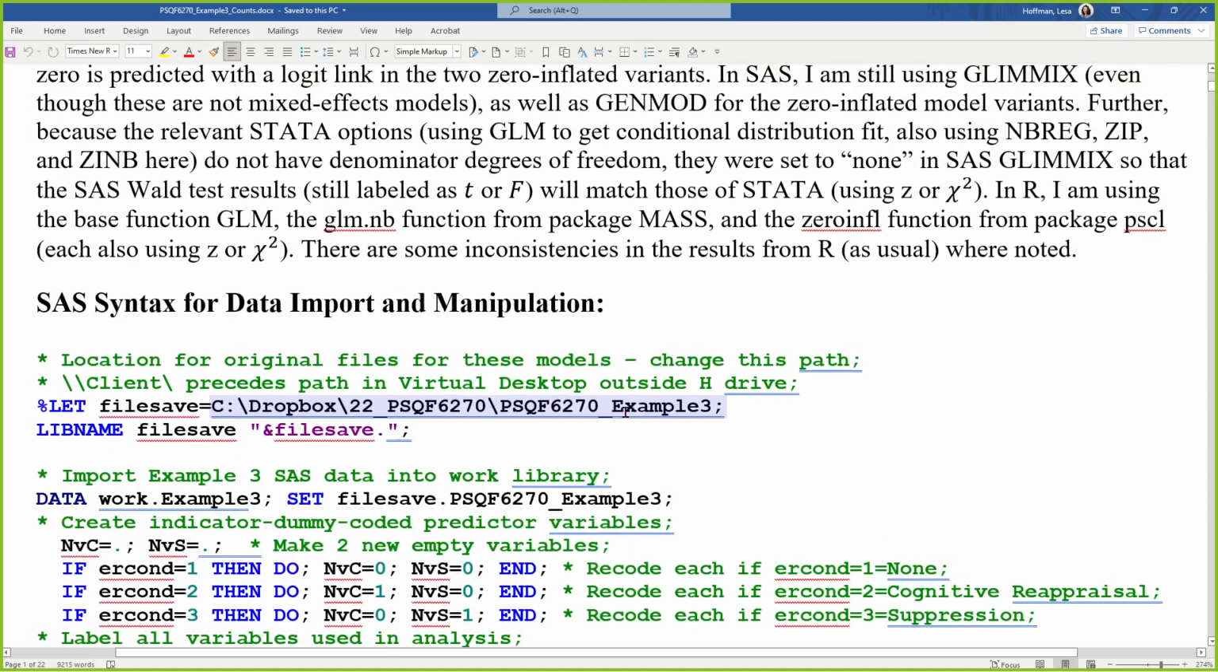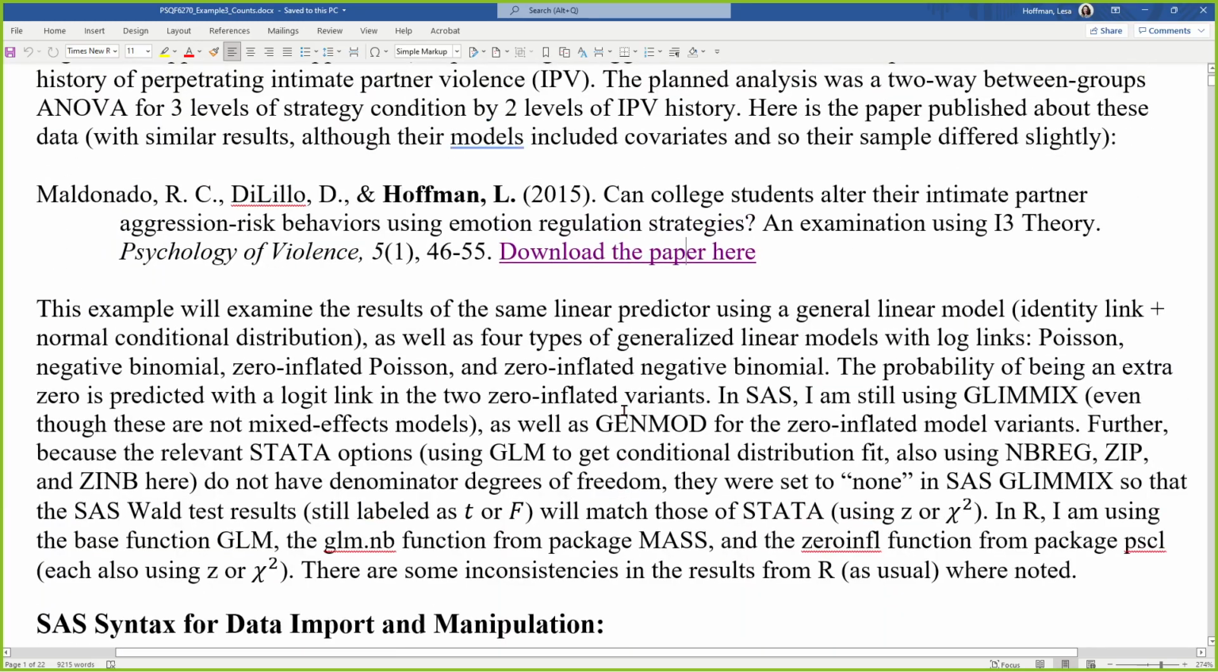So the story behind these data, this was meant to be a 2x3 ANOVA. So a 2-way analysis of variance, where these are college students. They were randomly assigned to one of 3 conditions. In this experiment, they listened to conversations that were either neutral, designed to induce jealousy, or designed to induce some other negative emotion. And they were given instructions while listening. One of them was control, like just listen and do whatever. One of them was cognitive reappraisal, which is like, think about this in a way that's not threatening to you.